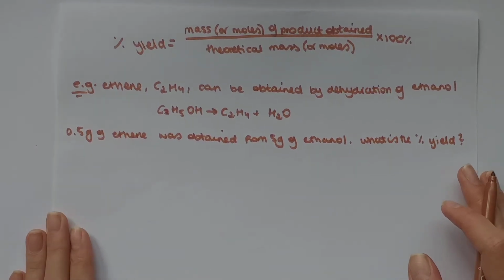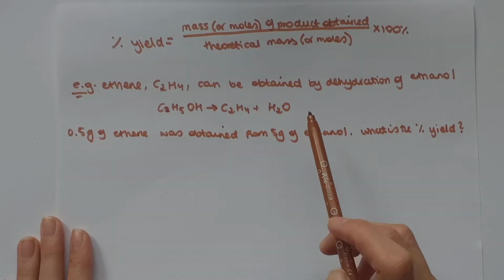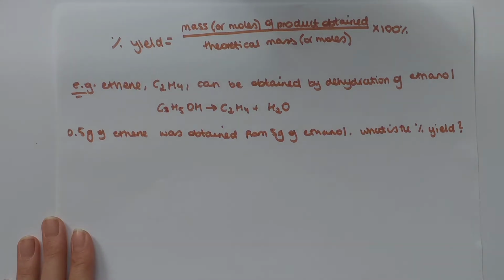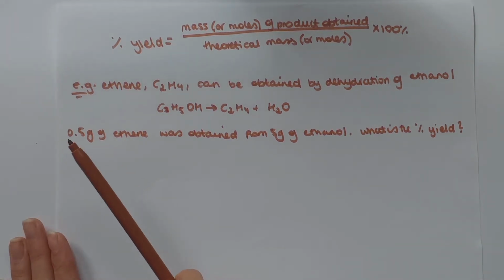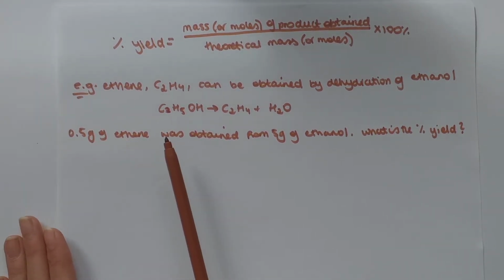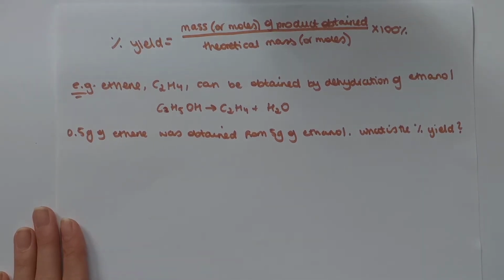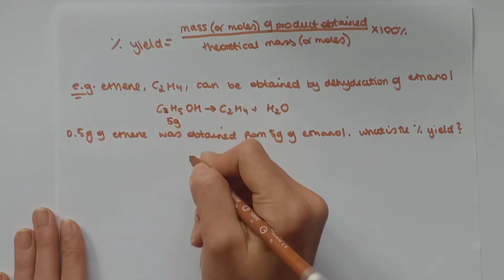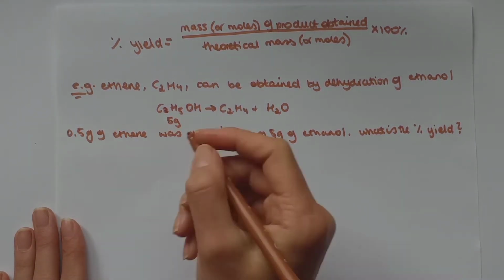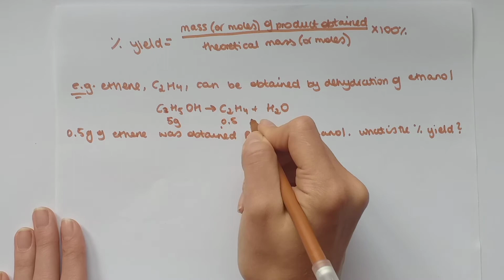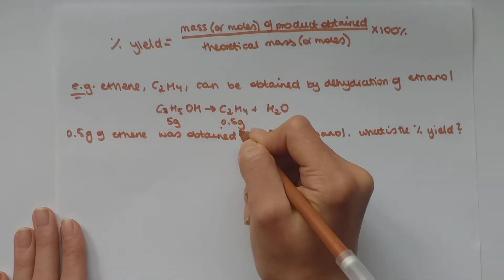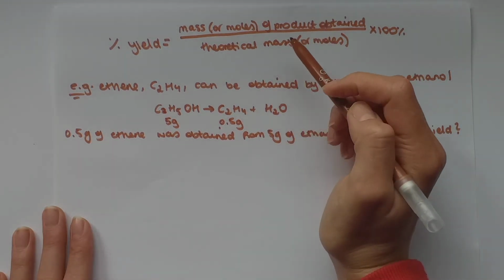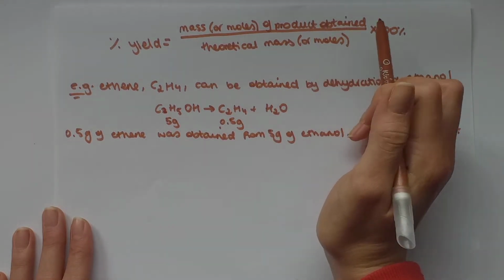So here's the question. Ethene C2H4 can be obtained by dehydration of ethanol. Here's the equation for this dehydration. And now you're told that 0.5 grams of ethene was obtained from 5 grams of ethanol. And what is the percentage yield? So, first of all, we had 5 grams of ethanol. From the experiment, we know we got 0.5 grams of ethene at the end. So that's our mass of product obtained.